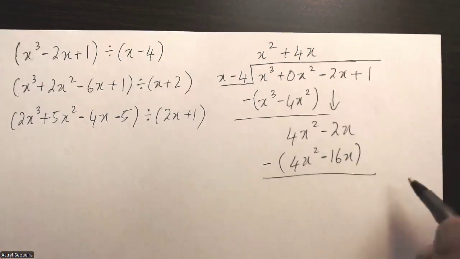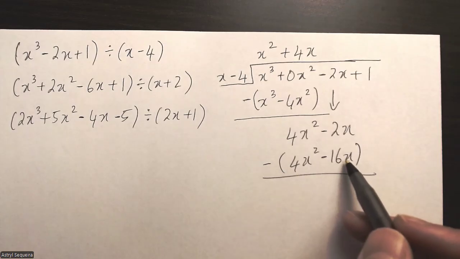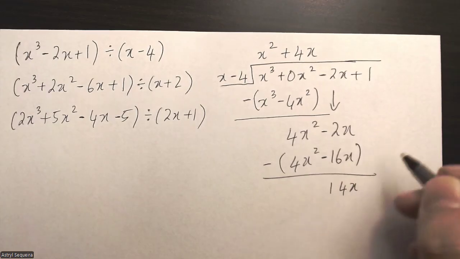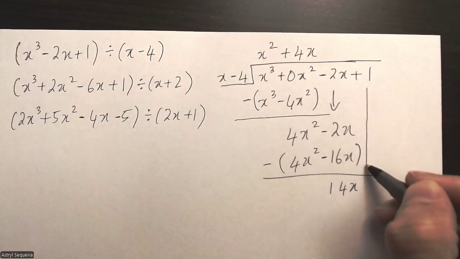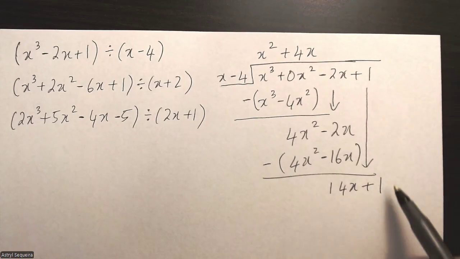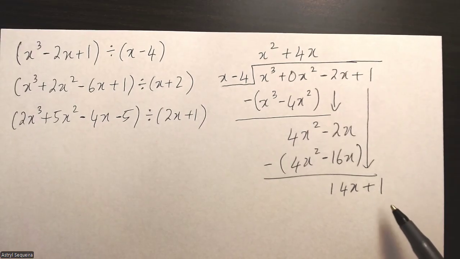First terms just cancel each other out. Negative 2x minus negative 16x. That's going to be negative 2x plus 16x, which is 14x. And then I bring down the plus 1. So now I'll do this process one last time because there's nothing to bring down after that. And then that will be my final solution.